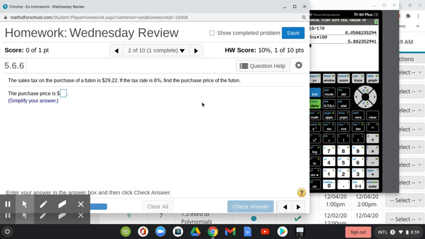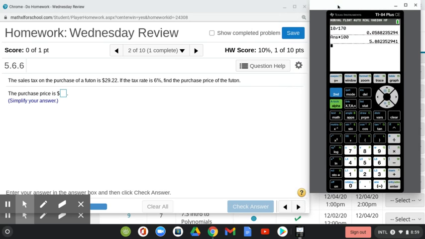The next question says the sales tax on a purchase of a futon was $29.22. And if the sales tax rate is 6%, we want to find the purchase price of the futon. So 29.22 represents the tax that was paid on it, and we want to find out how much we actually paid in total.